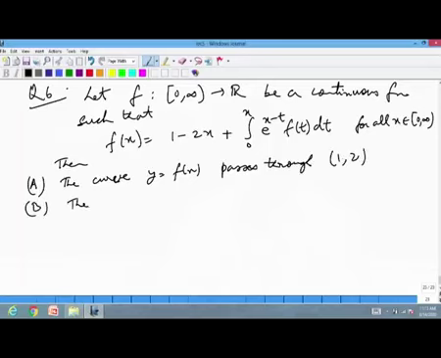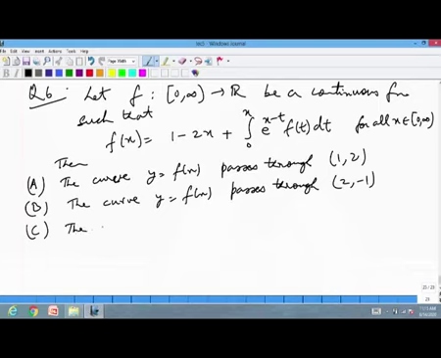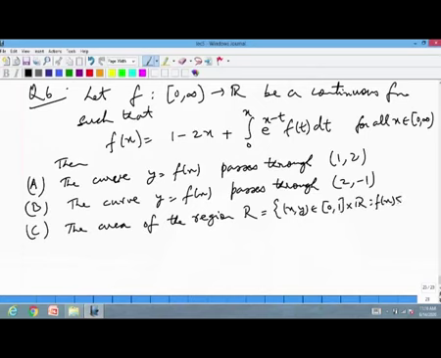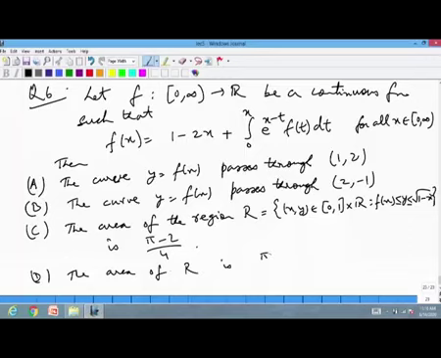B: the curve y equal to f(x) passes through the point (2, minus 1), C: the area of the region R equal to {(x, y) belonging to [0,1] cross R, such that f(x) is less than or equal to y is less than or equal to square root of 1 minus x square} is (pi minus 2) by 4, and option D is the area of R is (pi minus 1) by 4.